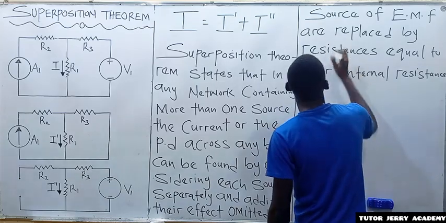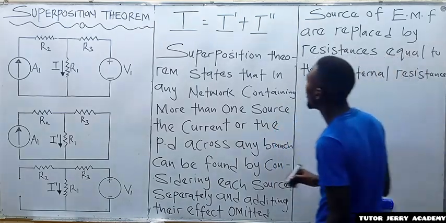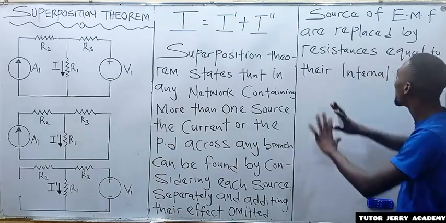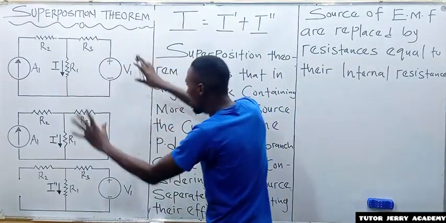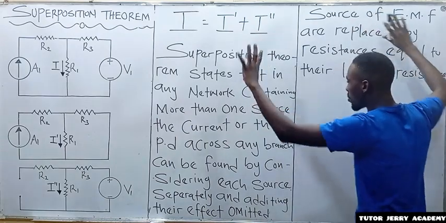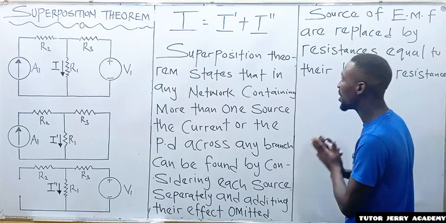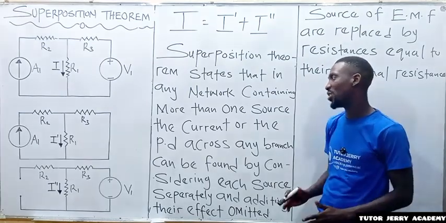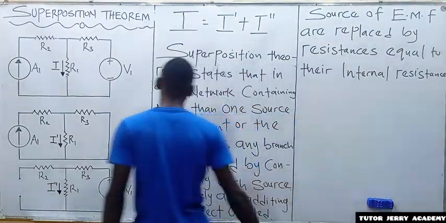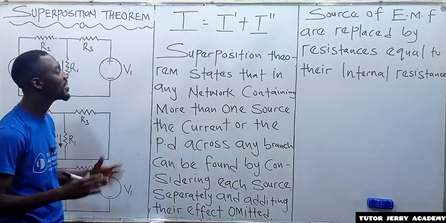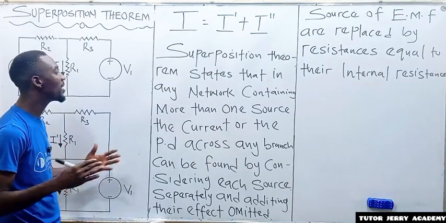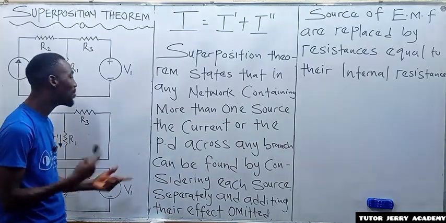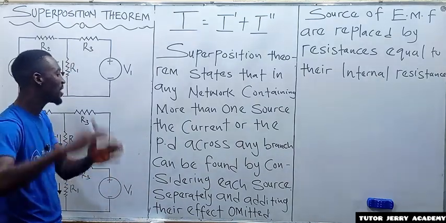All right, so this is how to state the superposition theorem, and I hope you grab all the explanation of what is on the board. I hope you can use it to summarize the whole story on the board. I hope it is clear enough. You can comment that in the comment section. So what I mean here is, let me come again. It says the superposition theorem states that in any network containing more than one source, the current or the potential difference across any branch can be found by considering each source separately.